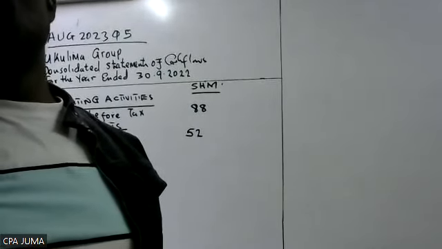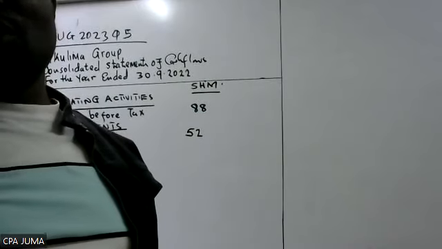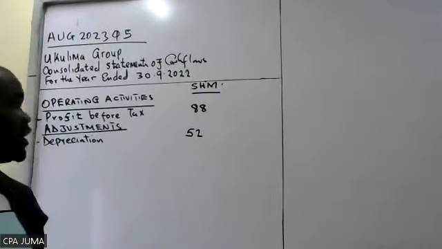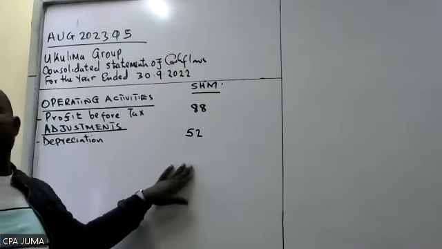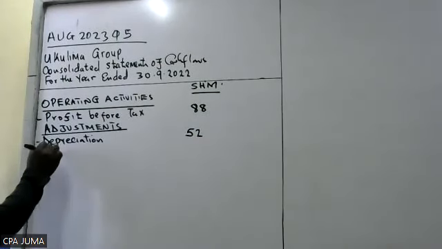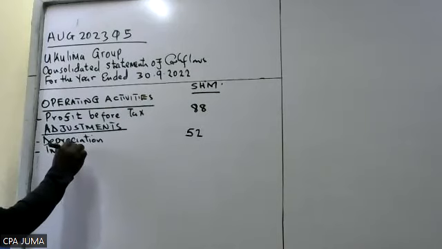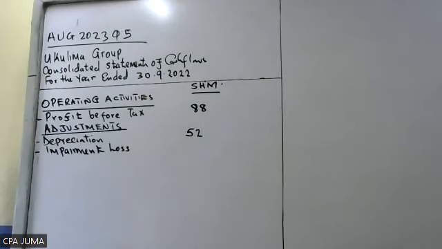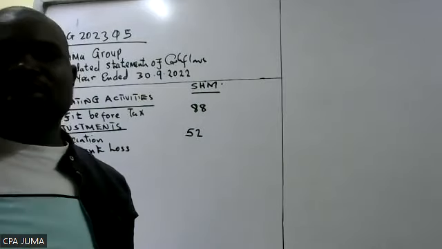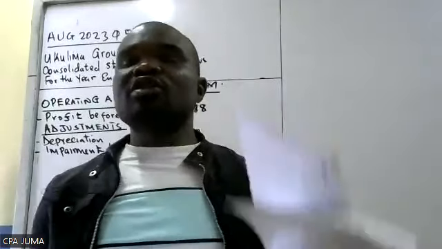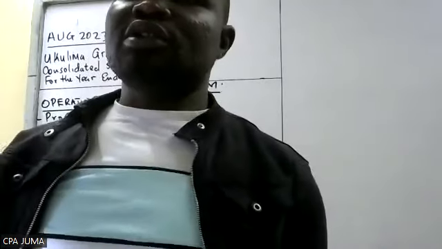Amortization or impairment. So immediately you capture depreciation, always think of impairment. So come here and say impairment loss. I've never seen them giving students that impairment, but we can always get it. You get it by reconciling goodwill accounts.